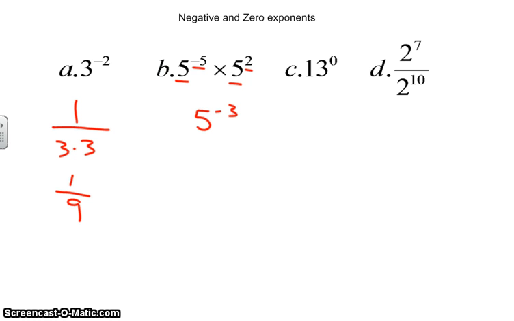On C, I've said that anything to the 0 power is 1. In this one here, we're looking to see which one has the bigger number. So 2 to the 10th is bigger than 2 to the 7th. So I'm going to go 10 minus 7. That will equal 1 over 2 cubed, or 1 over 8.